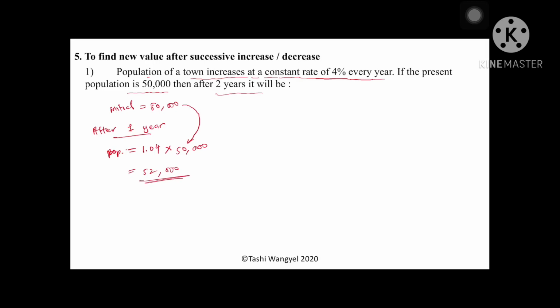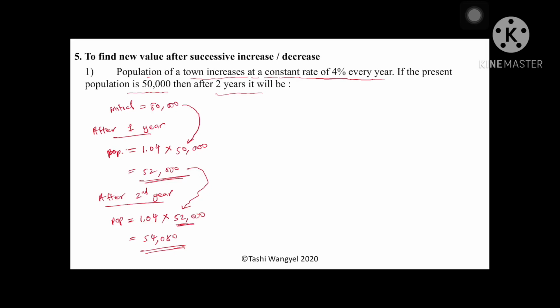After 2 years, after the second year, the population will increase by another 4%. So we multiply 1.04 by the population after the first year, 52,000. That is a 4% increase over the first year's population: 1.04 times 52,000 is 54,080. After 3 years, we would again apply the successive increase.